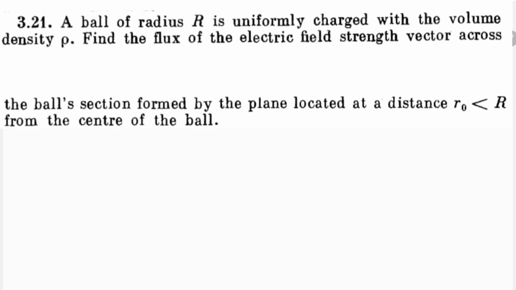So we are dealing with the third problem in this series, problem 3.21. The problem states: a ball of radius r is uniformly charged with a volume density rho. Find the flux of the electric field strength vector across the ball's cross section formed by the plane located at a distance r0, which is less than r, from the center of the ball.